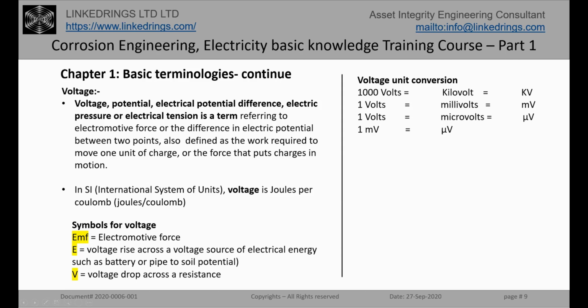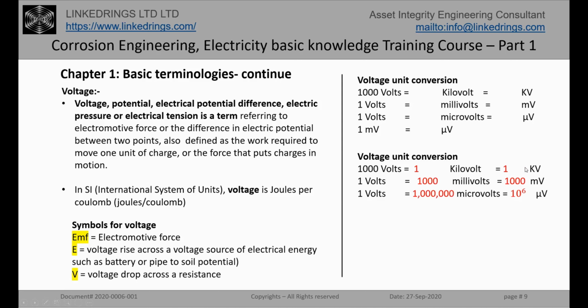This is just for us to remember about the unit conversions. So 1000 volts equal 1 kilovolt. 1 volt, how many millivolts? Equal to 1000 millivolts. We can write it as millivolts or small mV. So mV means millivolt. Capital M is different from small m. This is small m, so millivolt.